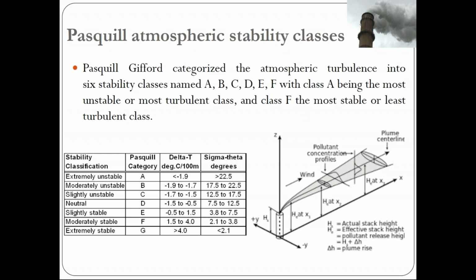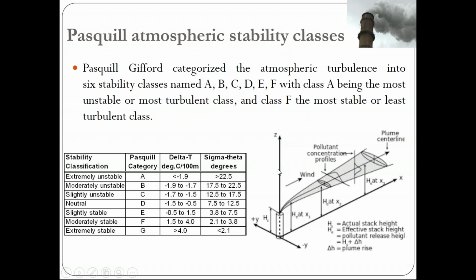But now we actually have 7, and you can see here A, B, C, D, E, F. These 6 stability classes of atmospheric condition have been categorized by Pasquill-Gifford. So first you have to understand this figure. Here is the plane X and Y. This is the X axis and this is the Y axis, and the height of the chimney or the height of the stack is the Z axis.